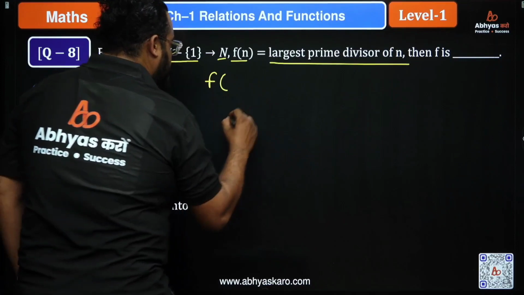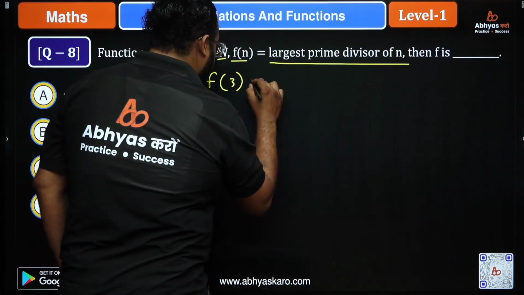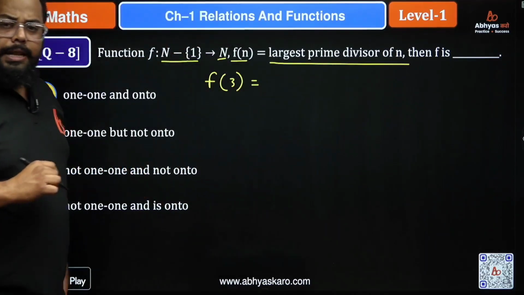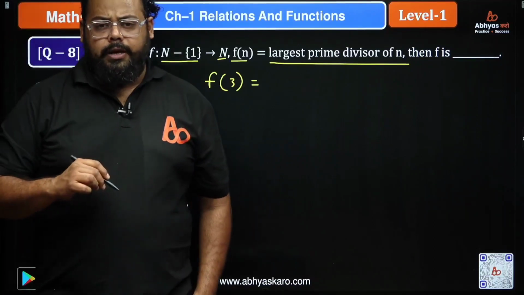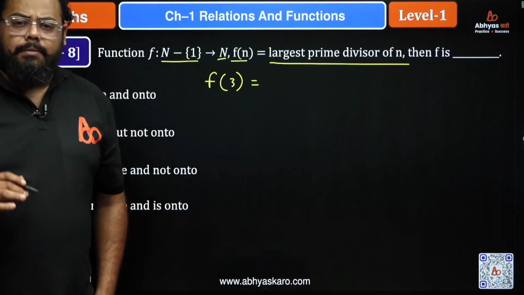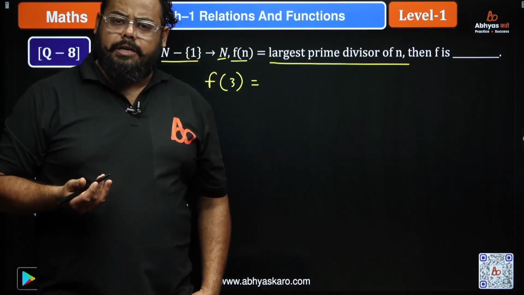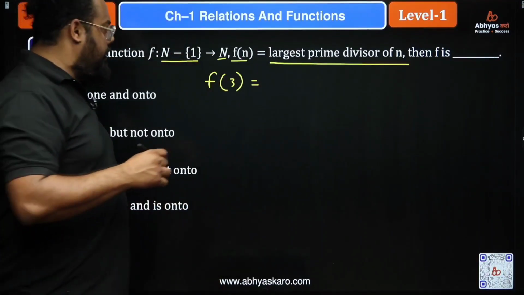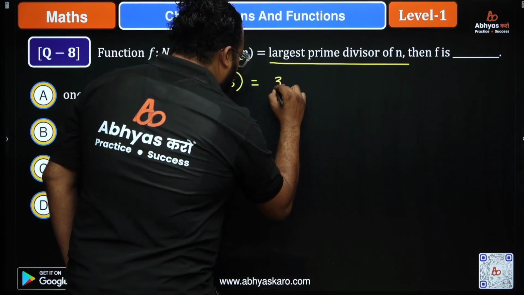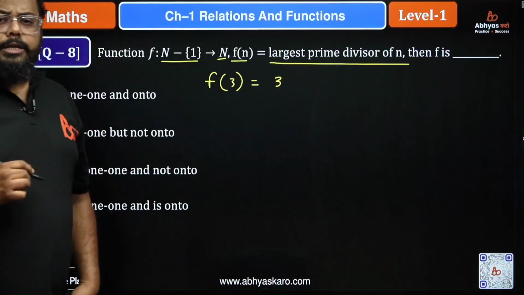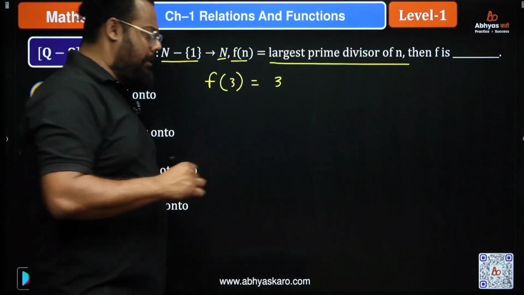f of 3 क्या आएगा, लार्जेस्ट प्राइम डिवाइजर ऑफ 3. ऐसा सबसे बड़ा प्राइम नंबर जो 3 का डिवाइड करेगा. तो 3 इज डिविजिबल बाय इटसेल्फ, उसका लार्जेस्ट प्राइम डिवाइजर भी 3 ही होगा. f of 3 will be equal to 3. Yes or no? Let's take another number.